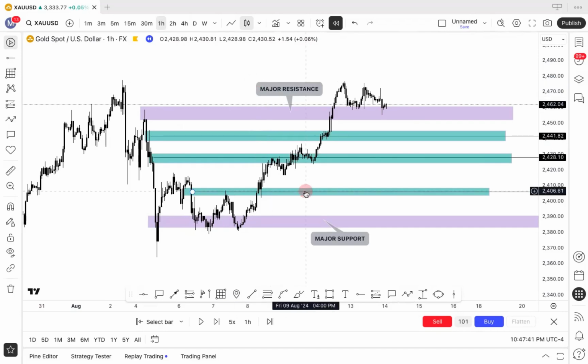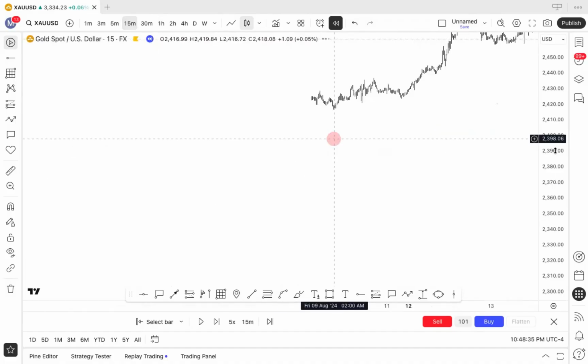Okay? The essential thing to understand when it comes to support and resistance: support is where you buy at, resistance is where you sell at. And remember, support can become resistance and resistance can become support. It's always essential to make sure that support is at the lows and that resistance is at the highs. Let me quickly do another example.